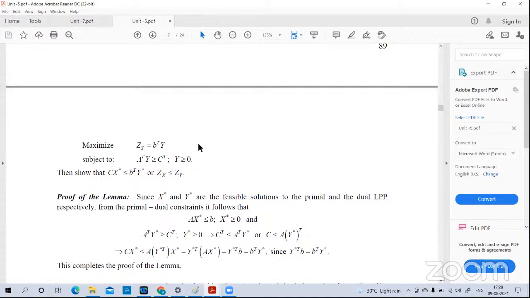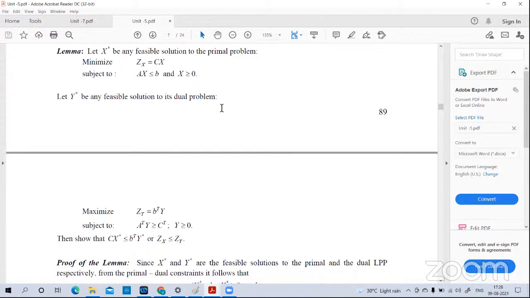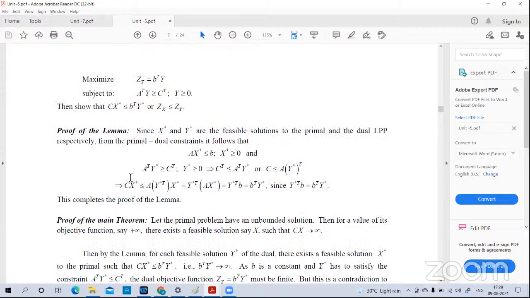Then show that c x star is less than or equal to b transpose y star. Now this is the proof of it. This is a lemma. Lemma means it is a supporting theorem. Proof: we have A x star is less than or equal to b, so that A transpose y star is greater than or equal to c transpose, and y star is greater than or equal to 0, and c transpose is less than or equal to A transpose into y.